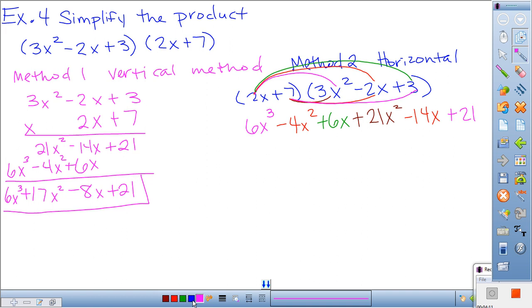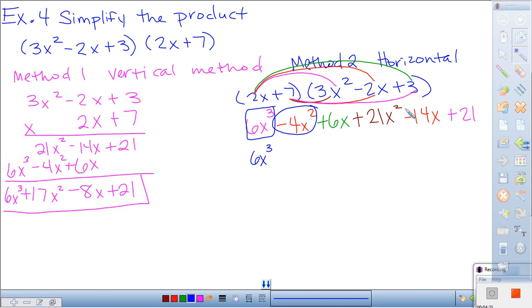We always start with the highest degree, which in this case is the cubed. 6x cubed, I have no other 6x cubes, so I'm done with that. And we have negative 4x squared and positive 21x squared. So 21 minus 4 is positive 17x squared.